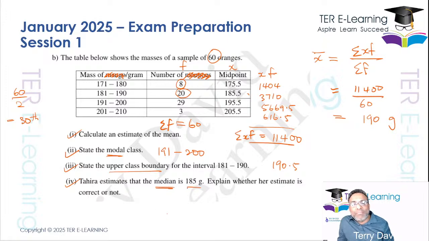Now, she's saying that the median is 185. So she's saying that the median is here. But I've only reached up to 28 oranges so far. So therefore, the median is actually not there. The median is really in this interval here. So, explain whether the estimate is incorrect. It's incorrect, and the reason is that the interval 181 to 190 only covers the first 28 oranges. That's it. So she's incorrect. That 185 can't be correct. It has to be between 191 and 200.